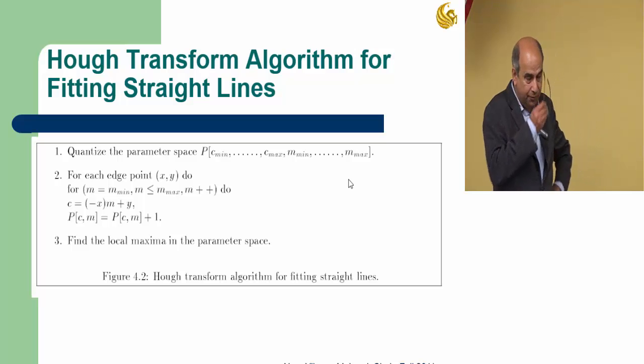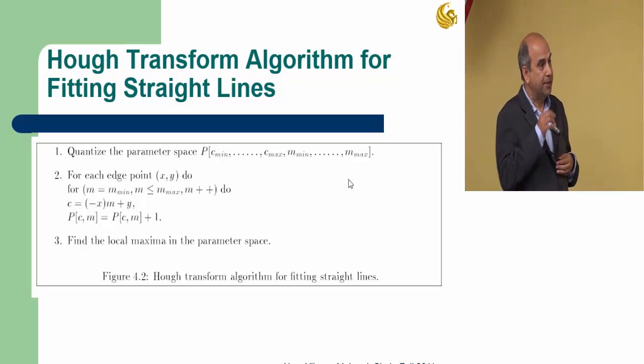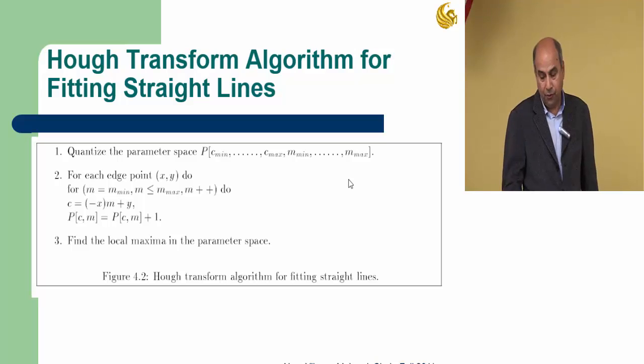Then you have an image which has edges, which are points. You know the pixels which are edge pixels. So for each edge pixel, you go through a loop for different values of M. You go to that equation which we wrote, and since we loop through M, we know the x, y from the point, so we'll get the value of C.